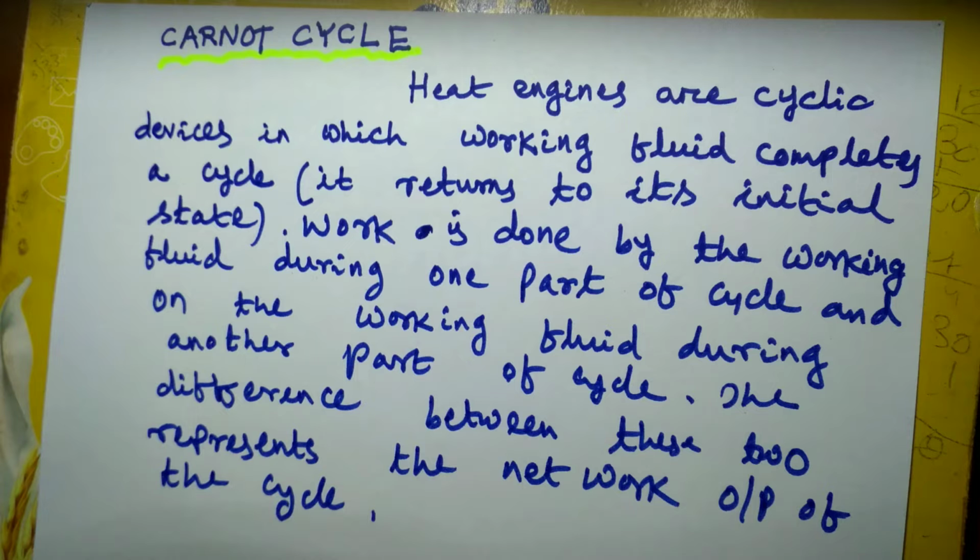Once the net work output is maximum, efficiency will be maximum, because we know that the efficiency of a heat engine measures the performance of a heat engine. It represents what amount of heat input is actually converted into net work output, because efficiency of any heat engine is defined as the ratio of net work output and heat supplied. It is always less than 1, because the complete conversion of heat into work is not possible.